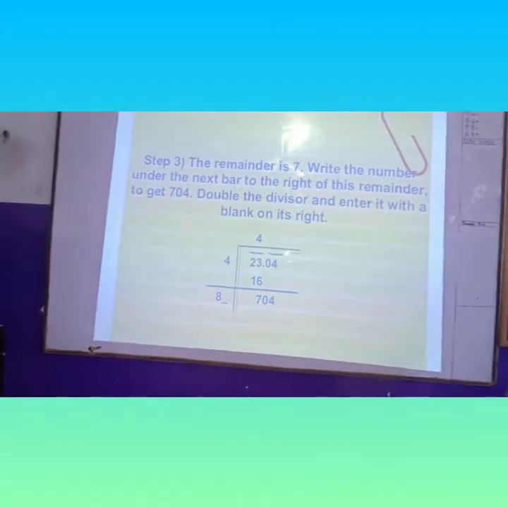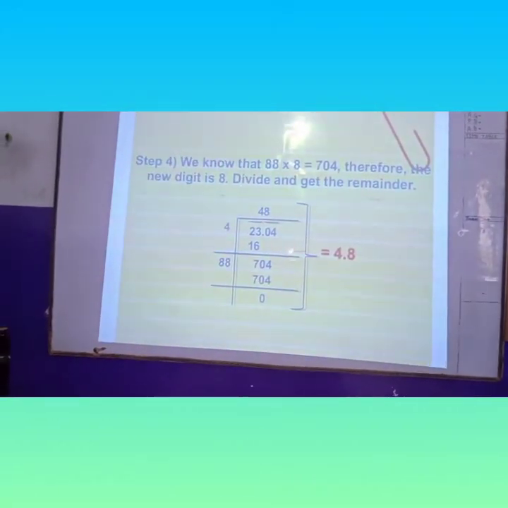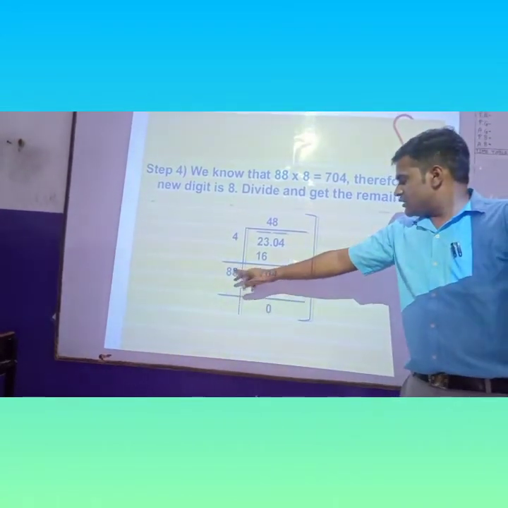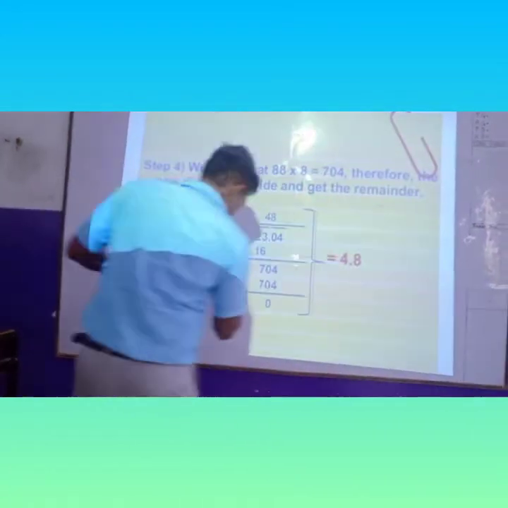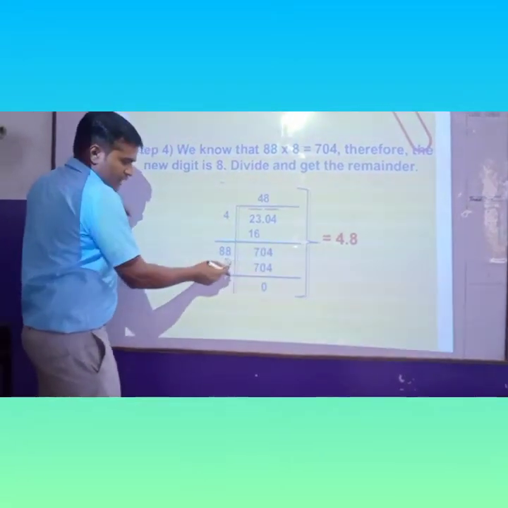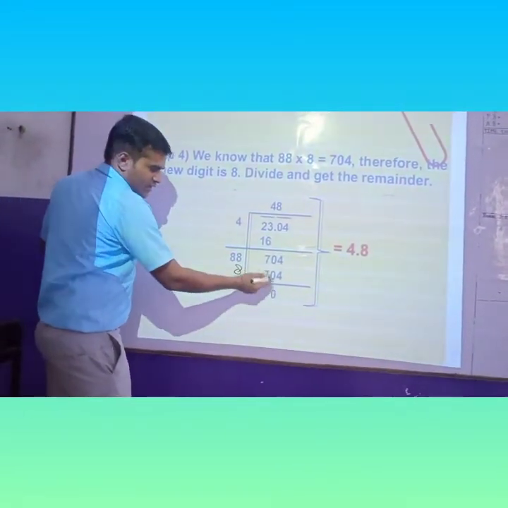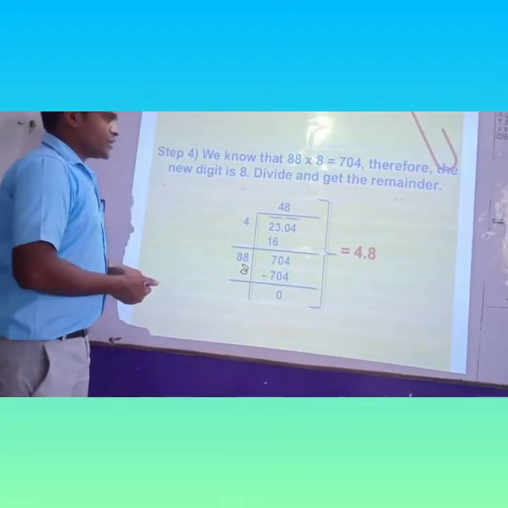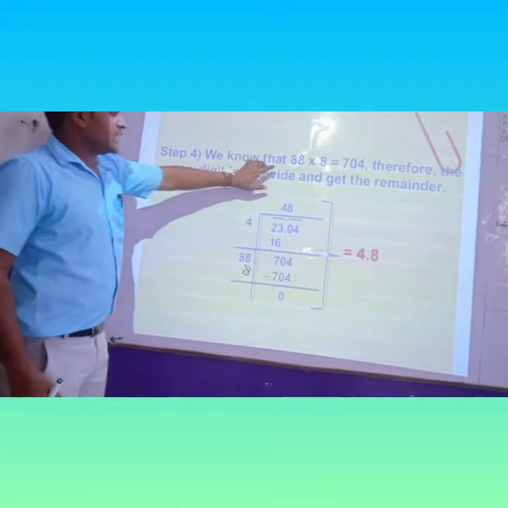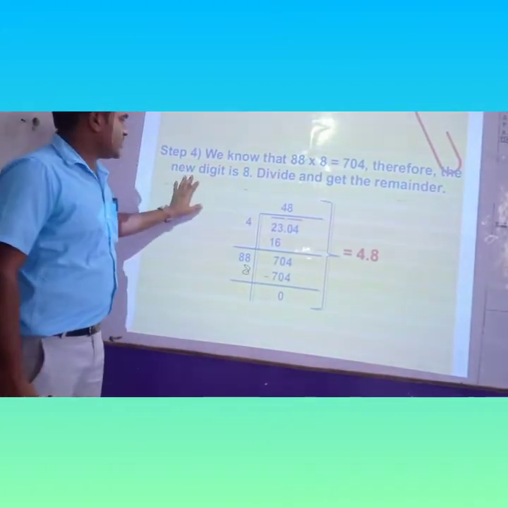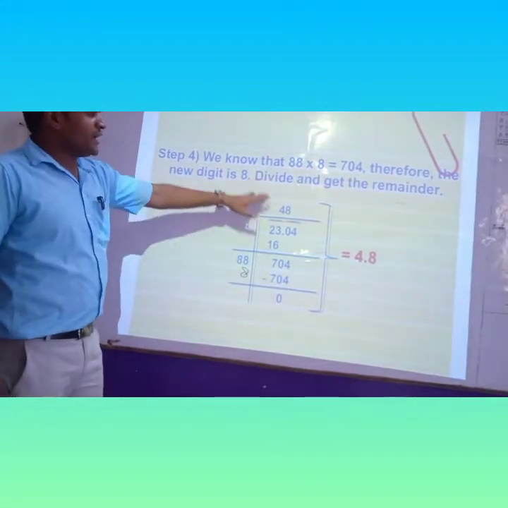So which number will we take there? Children, we take 8 there. So here also it will be 8. 8 times 8 is 64, plus 6 is 70. So when you subtract it, we get 0. The remainder is 0. We know that 88 multiplied by 8 is 704. Therefore the new digit is 8, and divide and get the remainder.